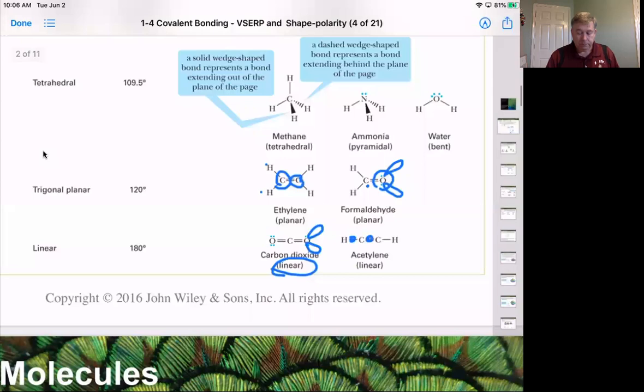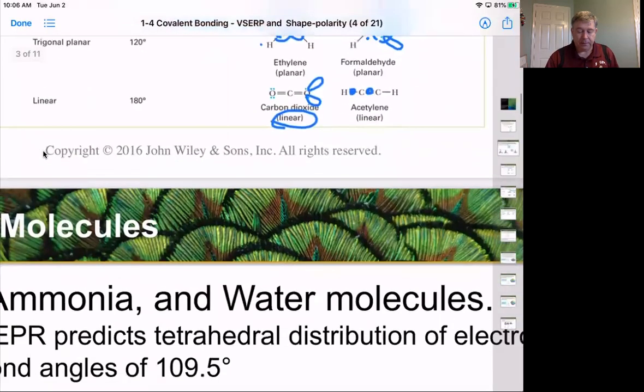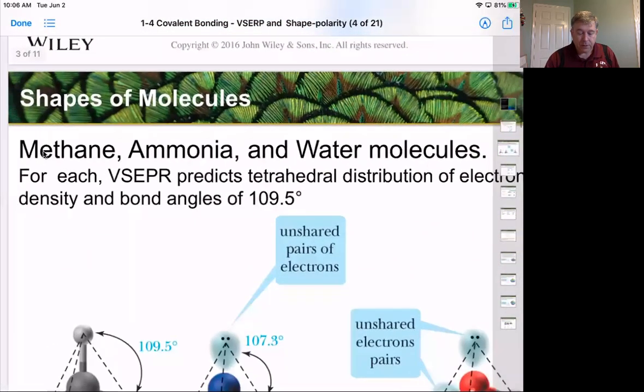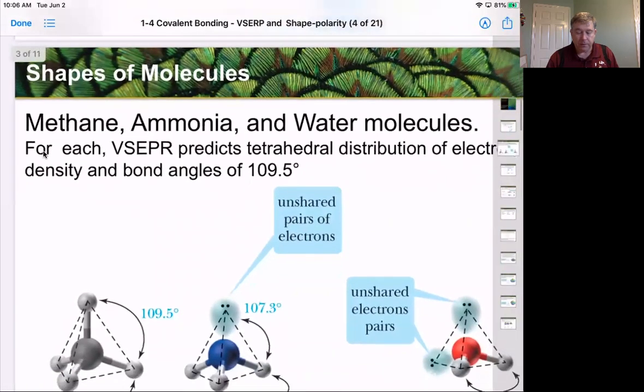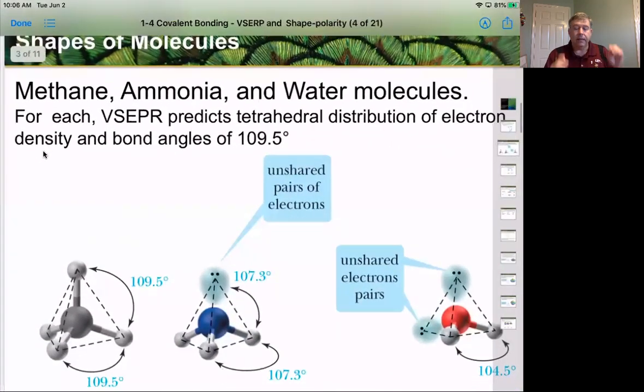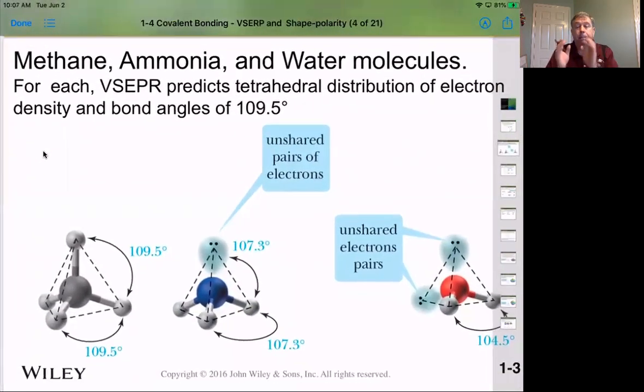Okay, so let's take this up a little bit further. In the shape of molecules, again, let's look at the electron density and the bonds. If we look at just the electron density in methane, we have 1, 2, 3, 4 regions of equal space, meaning they're going to be spaced out 109.5 degrees.